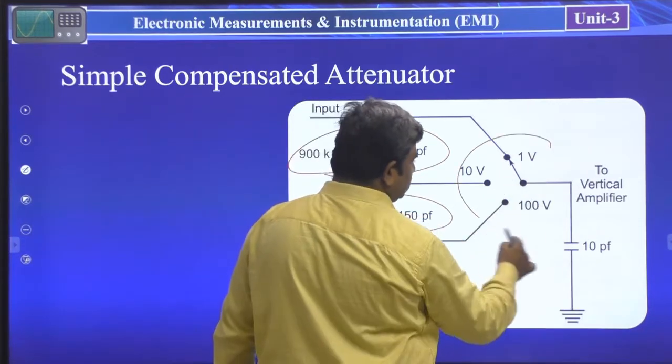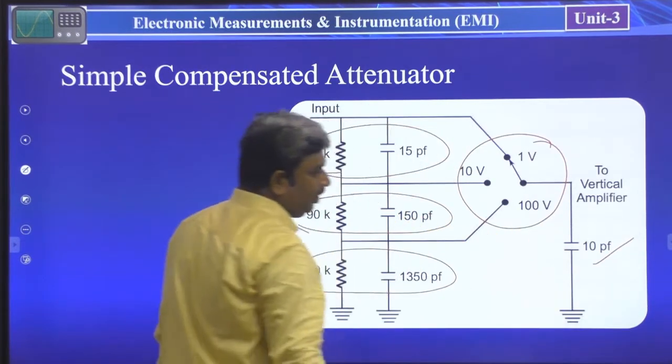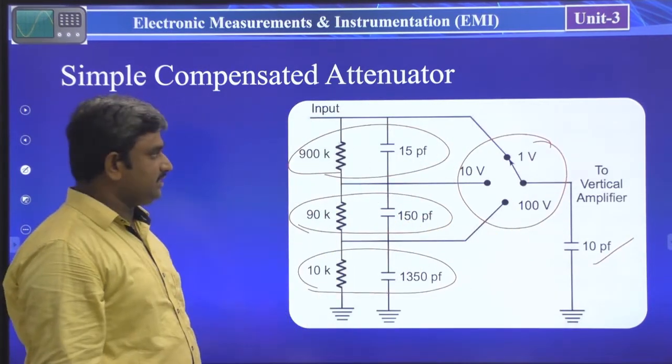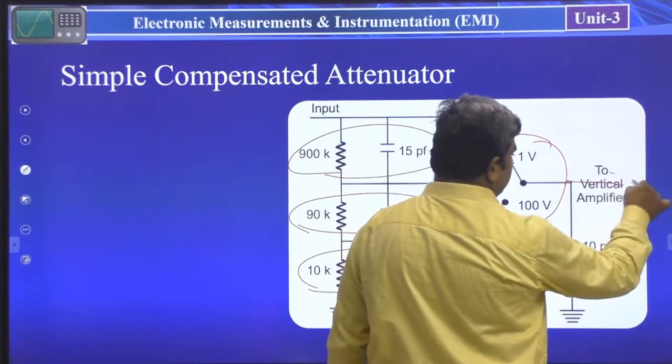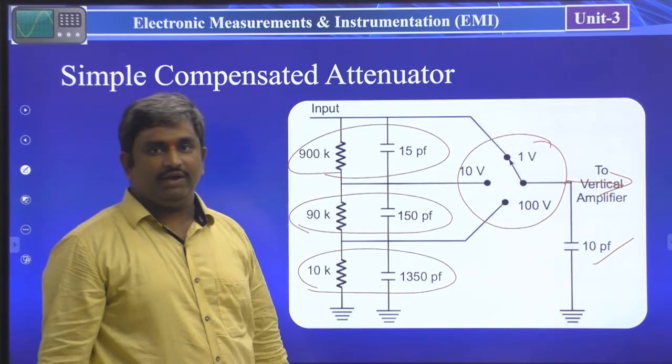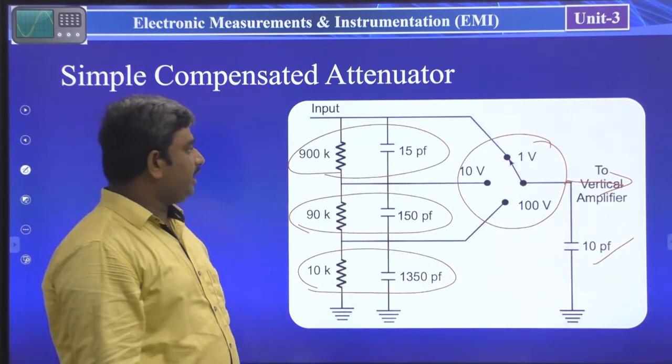And the remaining three stages are common. Finally, we have a 10 picofarad capacitance. We have 18 picofarad capacitors, and it is next connected to the vertical amplifier.